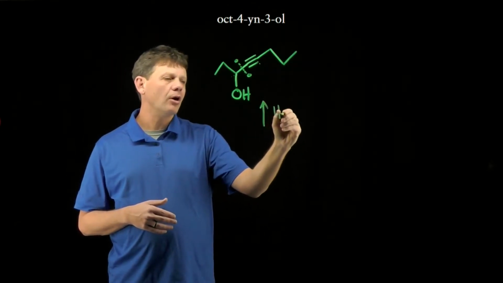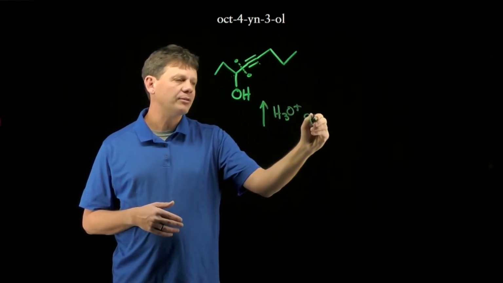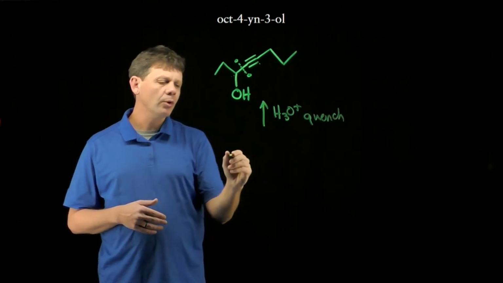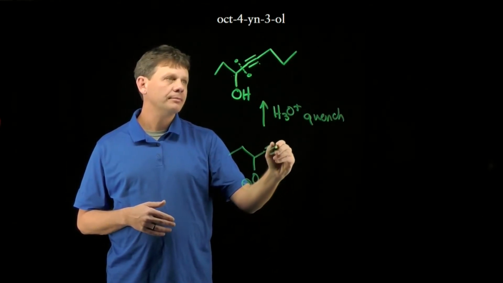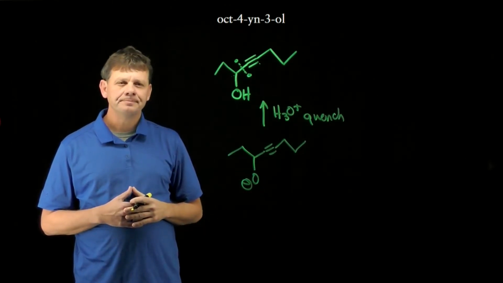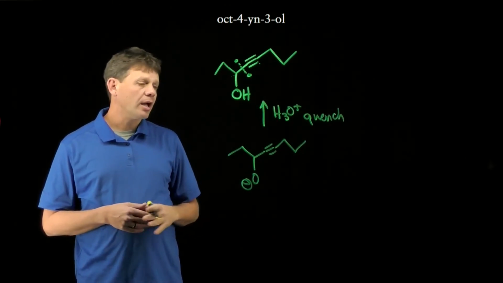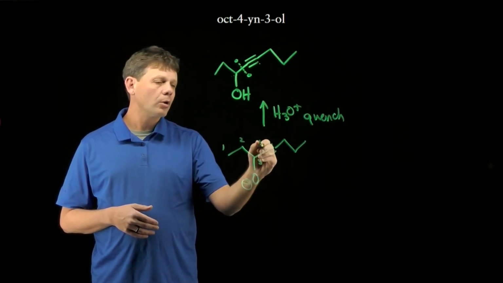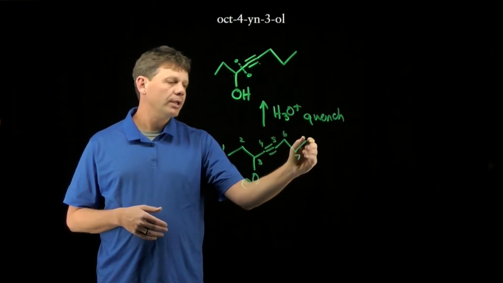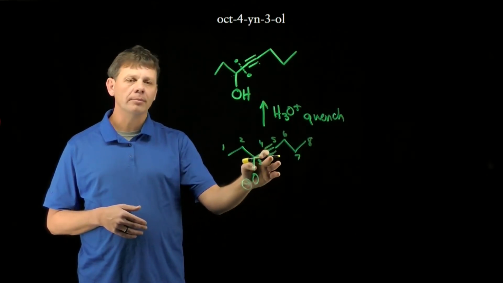The last step for all of these reactions is going to be an acid quench. So at some point, we're going to have made this alkoxide intermediate like this. And now this alkoxide intermediate, if we number our carbons, is going to be formed by forming a bond between carbon 3 and 4.